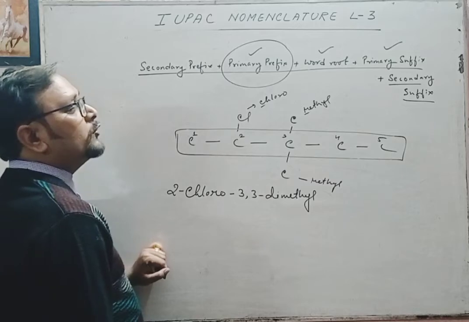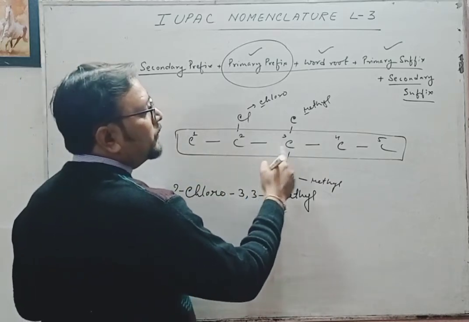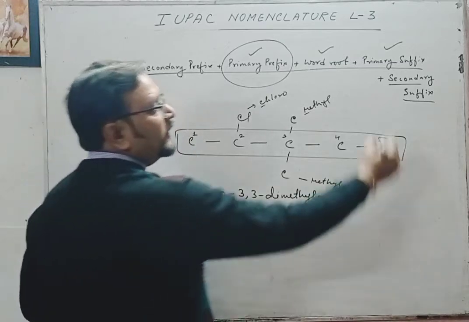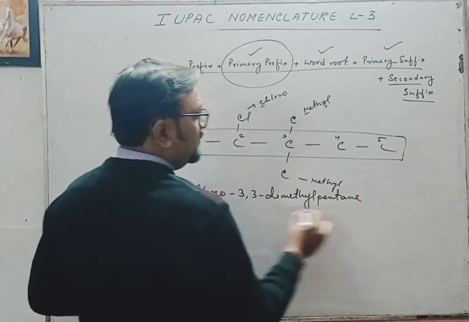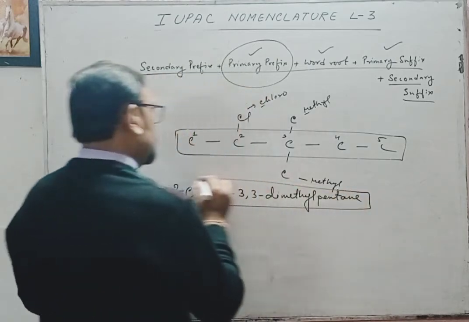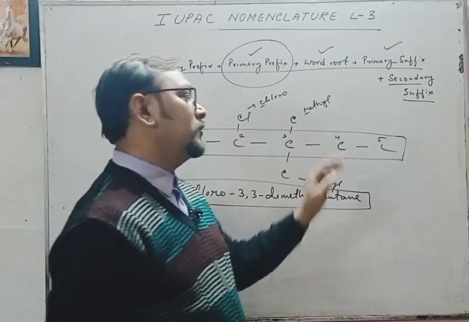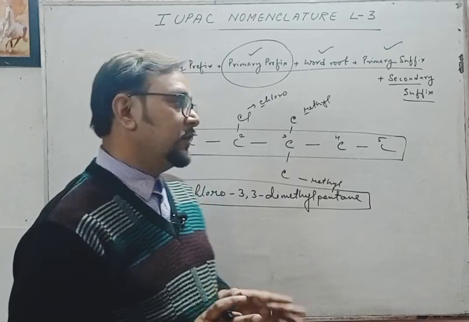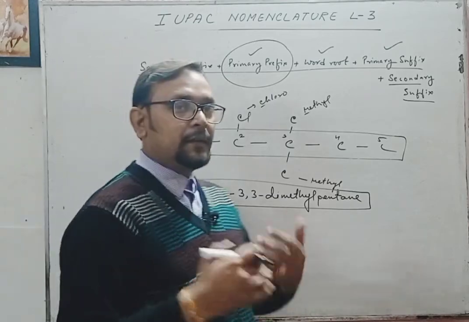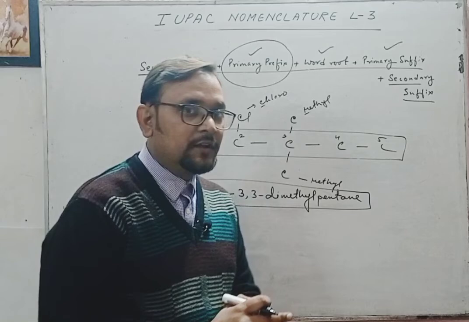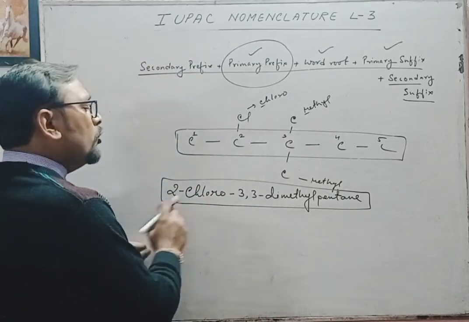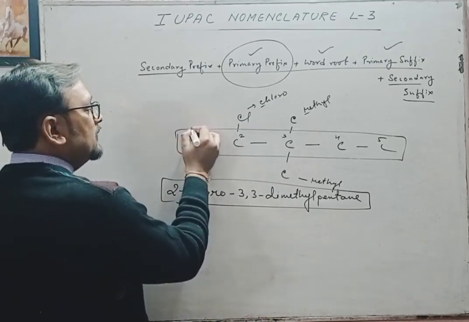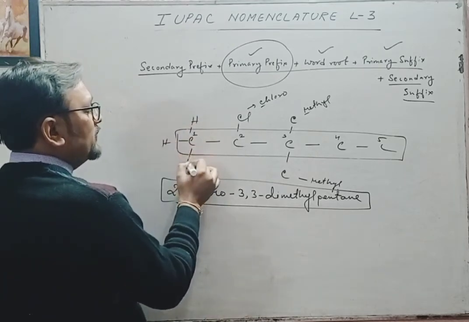Now finally, what is the word root here? Meth, eth, prop, but, pent. The word root is pent. Then what is the primary suffix? A, N, E. Since I have not started with the functional group, in this video lecture I am not using a functional group. In the next upcoming lecture we will discuss how to use the functional group. So 2-chloro-3,3-dimethylpentane will be the name of this compound, and finally complete it with hydrogen.